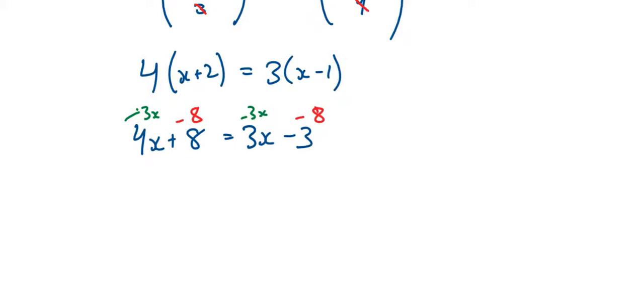Okay, then I am moving things around. Letters on the left, numbers on the right. 4x minus 3x is x. Sometimes people make these integer mistakes. Negative 3 minus 8 is negative 11. Any questions?